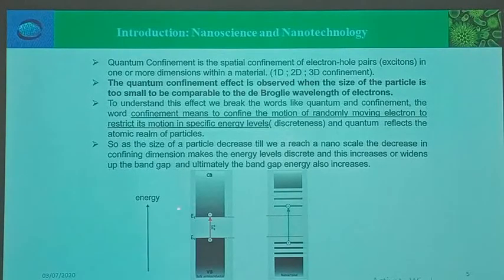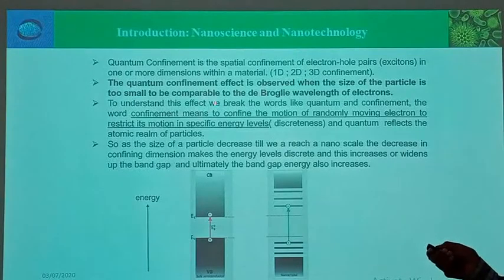So here we can understand what happens at the nanometric level. Quantum confinement is a spatial confinement of the electron-hole pairs, which are excitons, in one or more dimensions within that material. So the material may be one dimensional, two dimensional, three dimensional. This is a nanometric level. Quantum confinement effect is observed when the size of the particle is very small compared to the de Broglie wavelength.